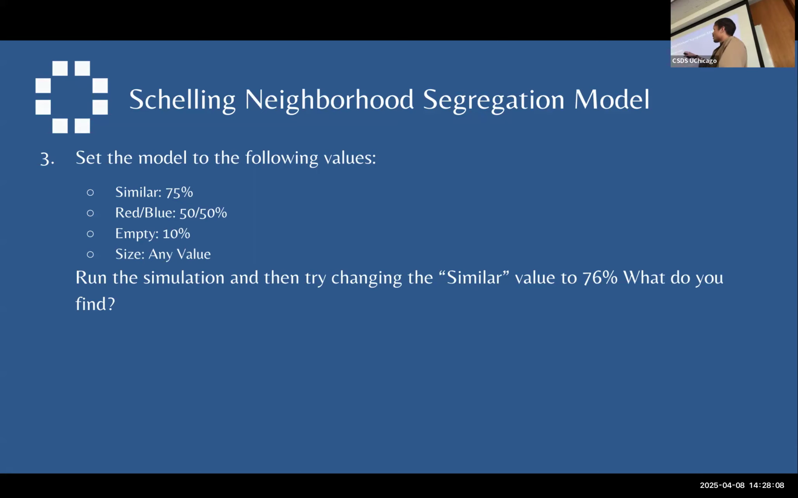Okay, so now change similarity to 76% and see what happens. Somebody different, tell me what's happening. Somebody who hasn't spoken yet. I don't think much happened, but maybe the empty houses, there were a few more in between the red and blue. Is that true for everybody else? Reset and then run. Yeah, try that. We don't see it forming a similar cluster as before. Is anybody seeing clusters form?